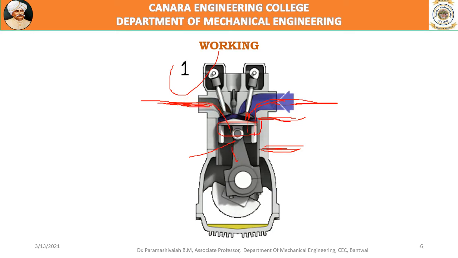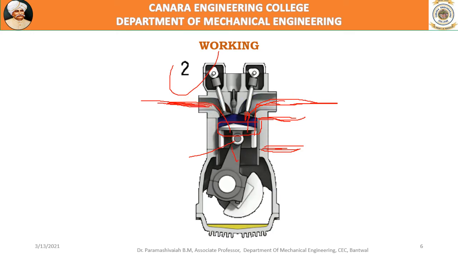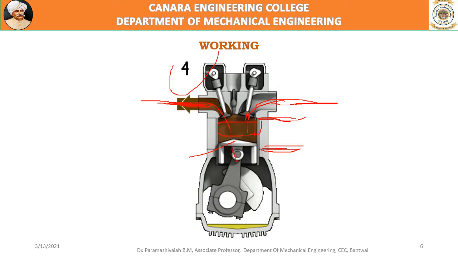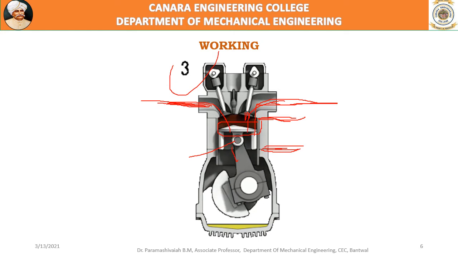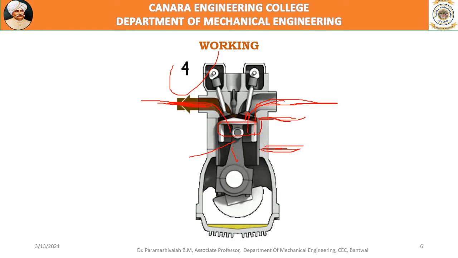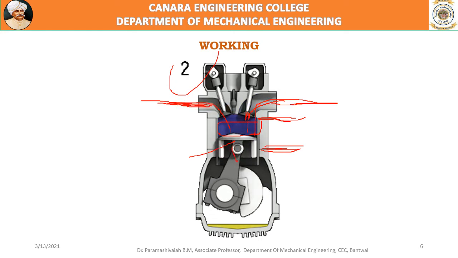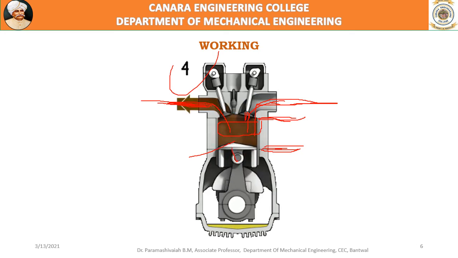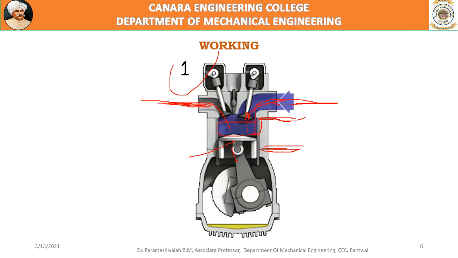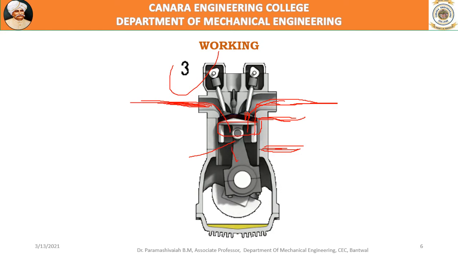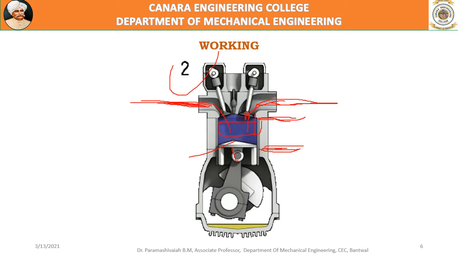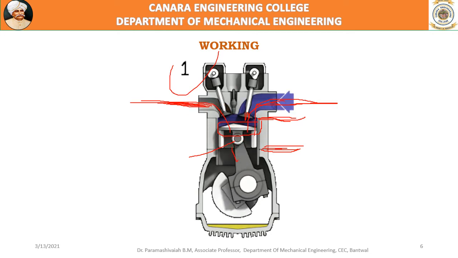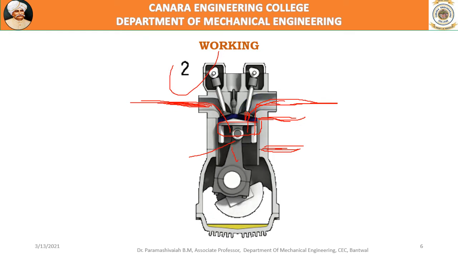Then the exhaust stroke, during which the piston moves from bottom dead center to top dead center, and the exhaust valve opens. Now the fourth stroke, you observe, the exhaust valve opens, and the products of combustion, gray in color, are flushed out through this exhaust manifold. So these are the four strokes: number 1 is suction, 2 compression, 3 power stroke, 4 exhaust stroke. These are the 4 strokes of the engine.